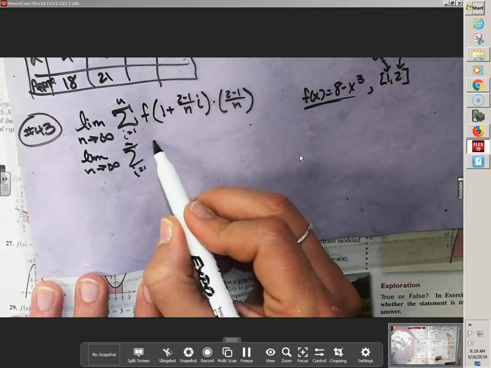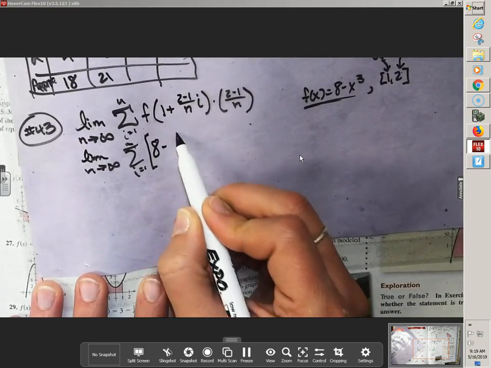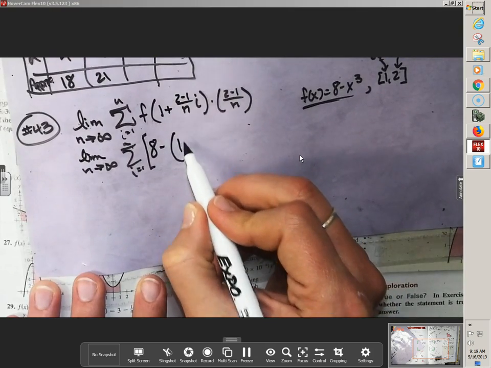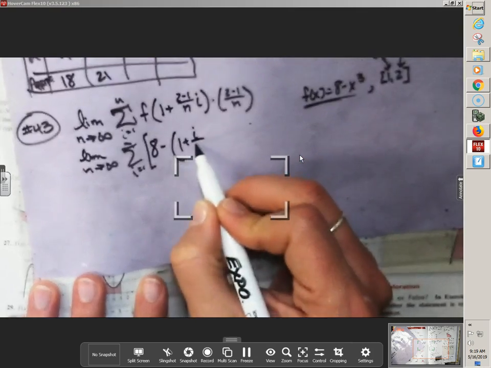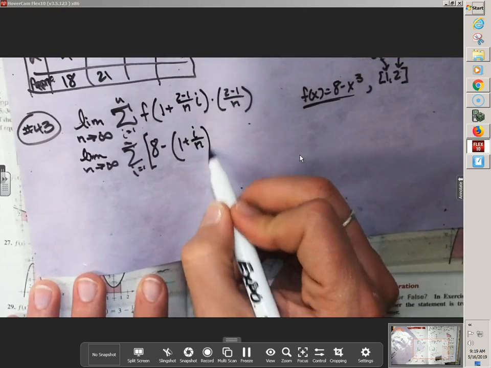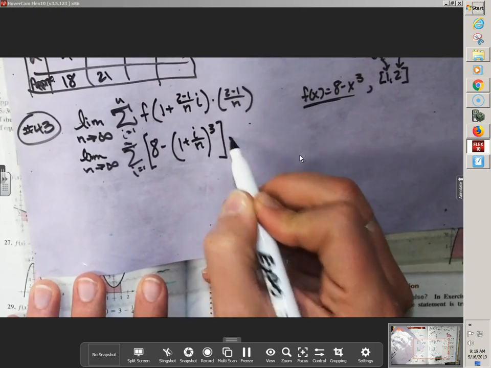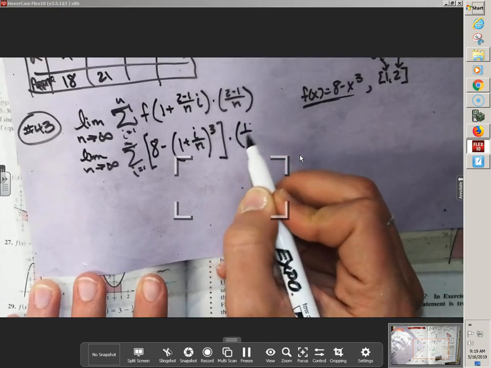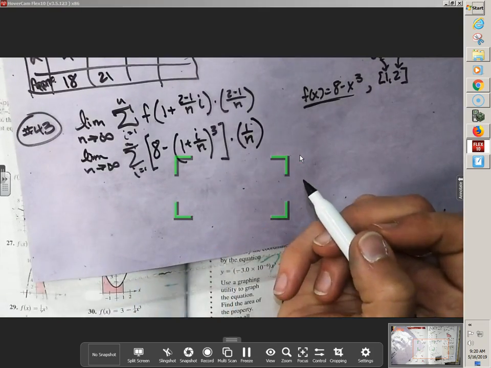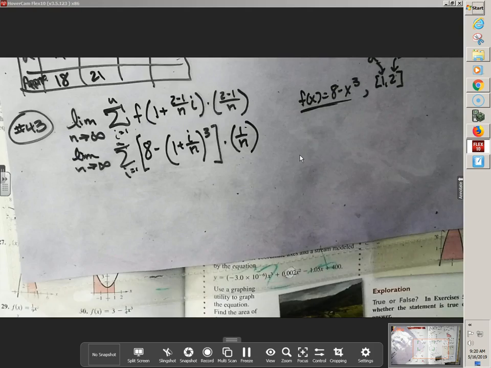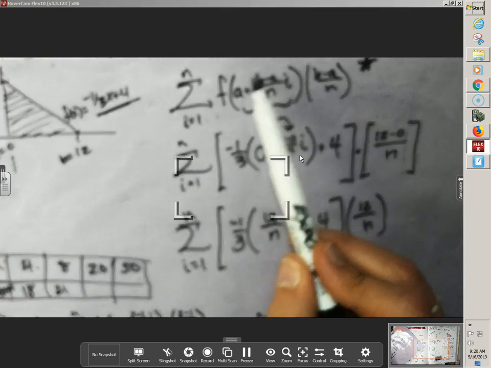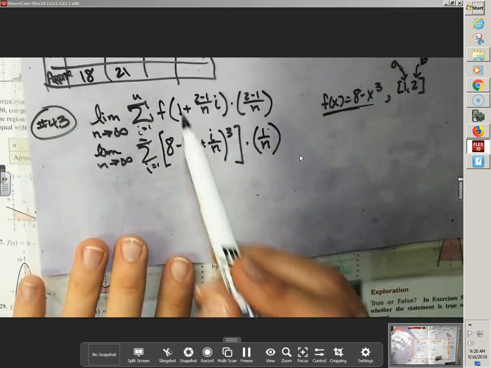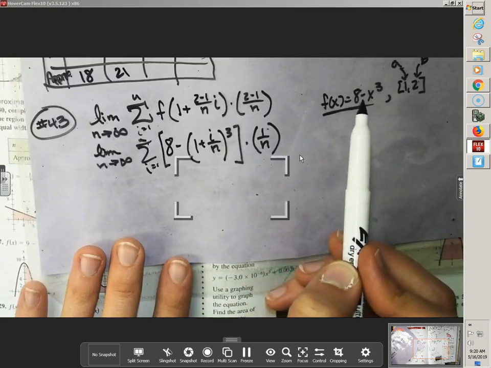Of 8 minus, here's my function, x cubed. Well, 1 plus 2 minus 1 is 1, 1 over n times i, or i over n is another way of simplifying that. Cubed times 2 minus 1 is 1 over n. Oh, I had to plug this in. f of x, this gets plugged into the x spot. So I plugged this into the x spot.